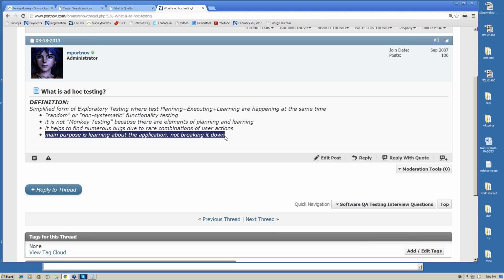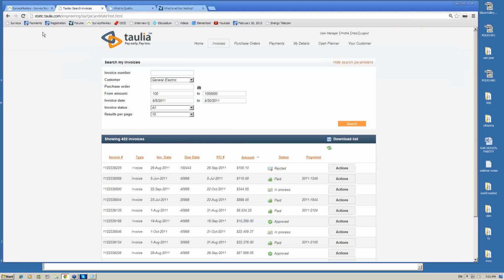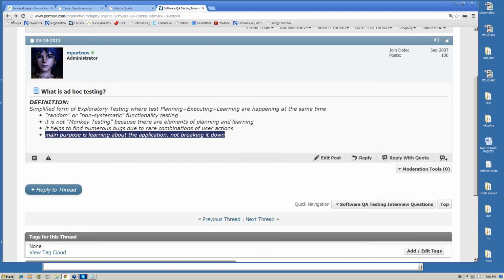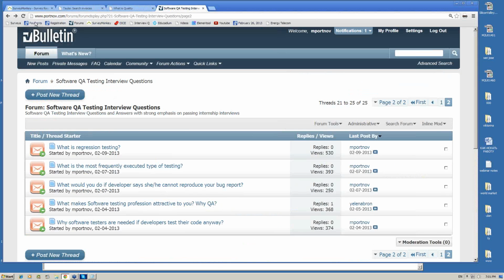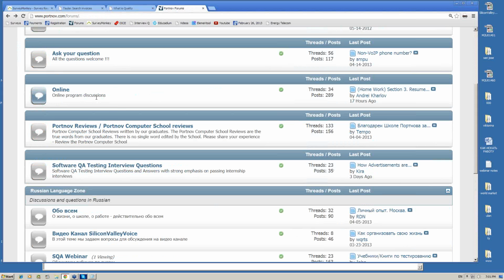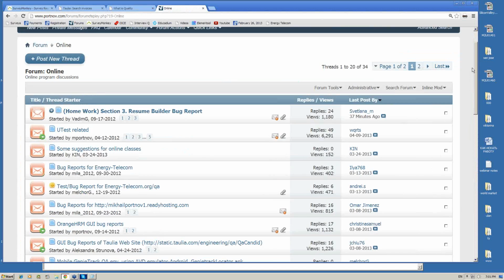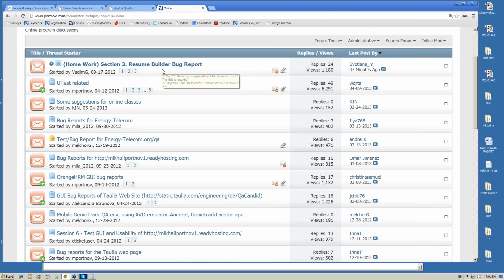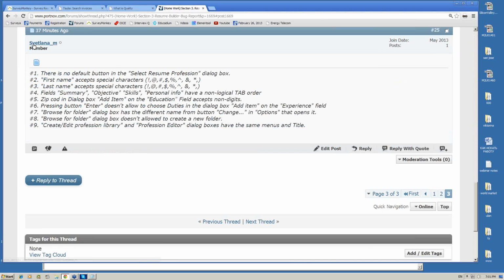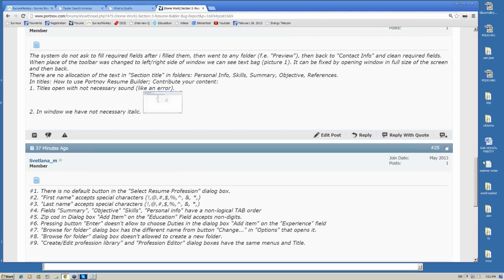Do we have to submit bug reports on Tolle and Resume Builder? Guys, we really want you to submit bug reports on Tolle and Resume Builder, obviously. In the online part of the class, in the forum, we have topics for that. Someone reported 37 minutes ago, yeah, Svetlana just reported. We want you to do that because that is your practice. It is not like we're going to fix your bugs. We want them to stay.